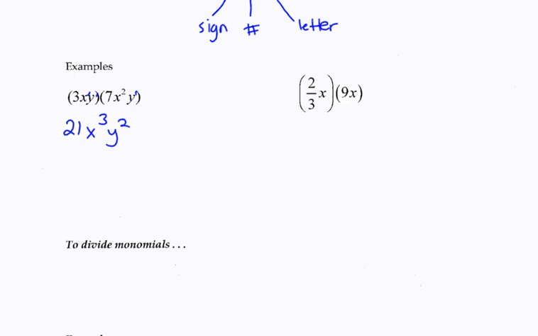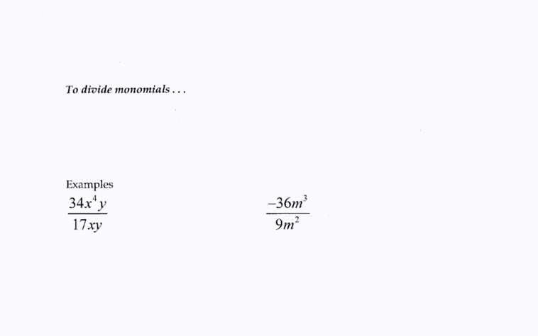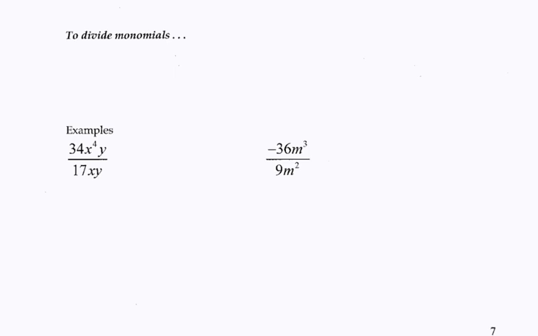What's 2/3 times 9? 2/3 of 9. 6. And x times x? X squared. Okay, dividing we just covered as well. I'm not going to write a whole bunch of notes because we just finished this unit, but it's the same thing. We divide our numbers, and when we divide our same variables, what do we do with our exponents?